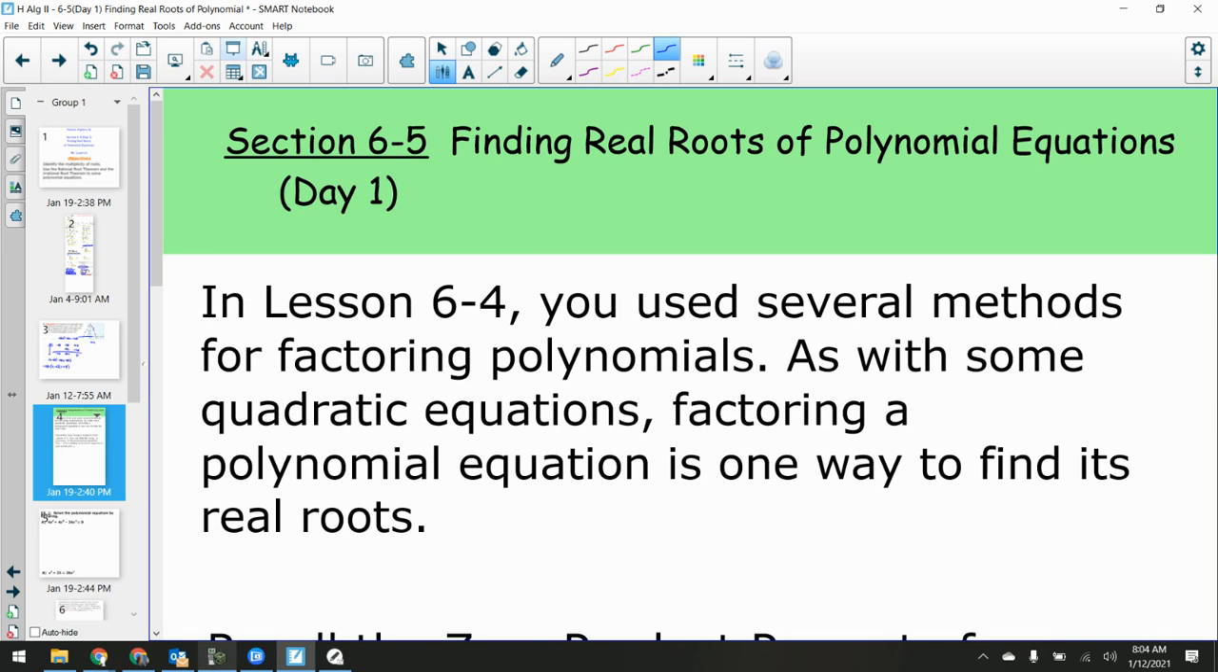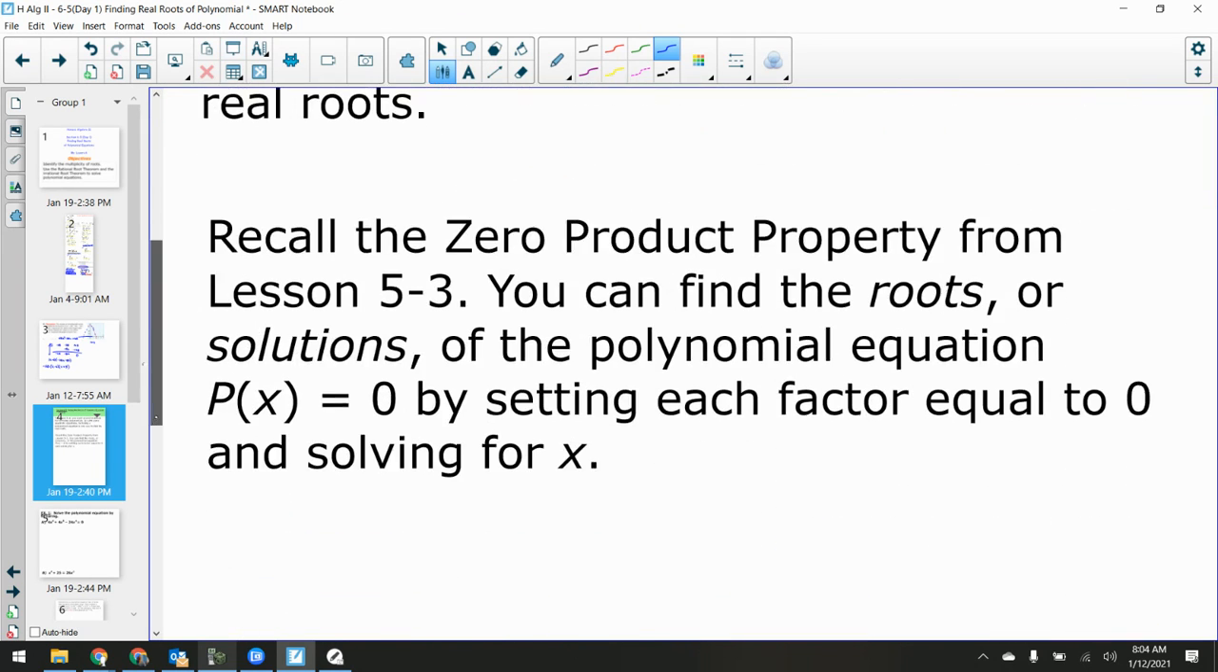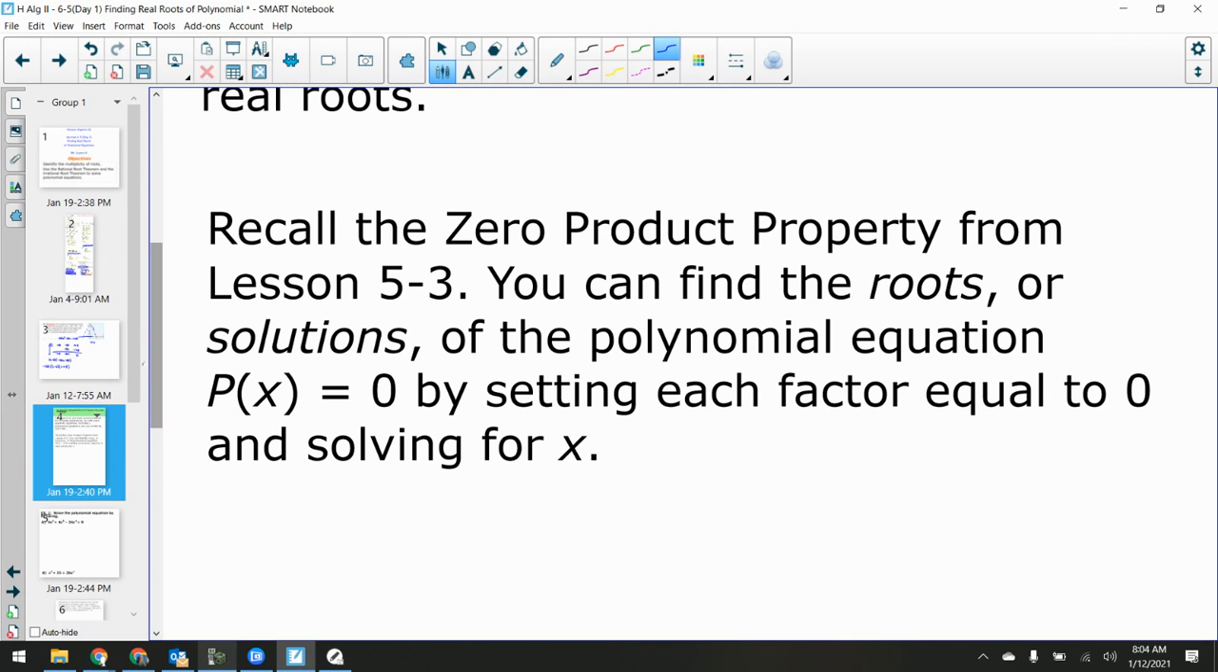Now, in the last lesson that we had, we used several methods to factor these polynomials, and I went through them at the beginning of class today with the flowchart. As with some quadratic equations, factoring a polynomial equation is just one way to find its real roots. Don't forget about the zero product property. If you can get it down to its factors, the binomials, and they're all still set equal to 0, then you can set each piece equal to 0. That's the zero product property. Every little piece in there could possibly be 0 to make the whole thing go to 0.